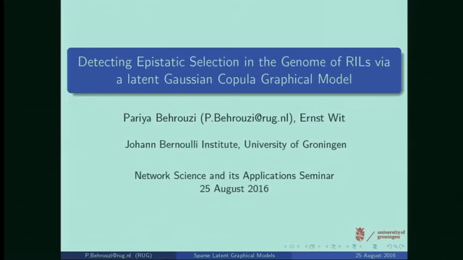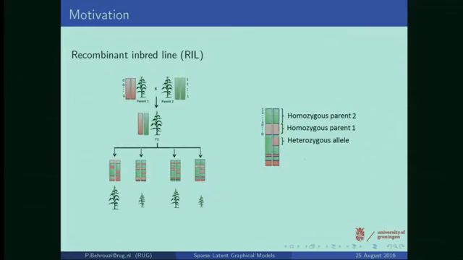What is epistatic selection and what is recombinant inbred line? As Ernst said, this is a joint work with Ernst. He's my supervisor. What is recombinant inbred line? Recombinant inbred line is a study design that can be for animals or plants.